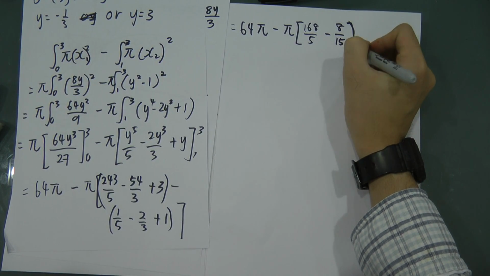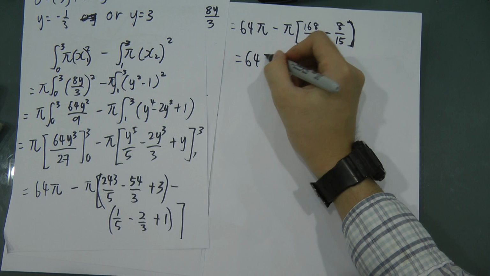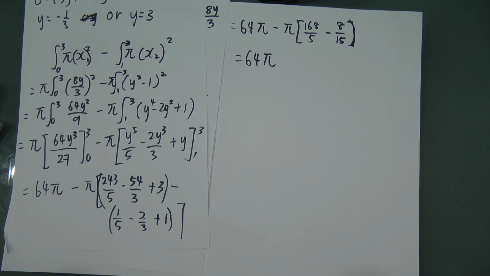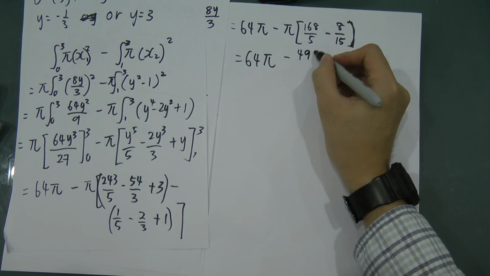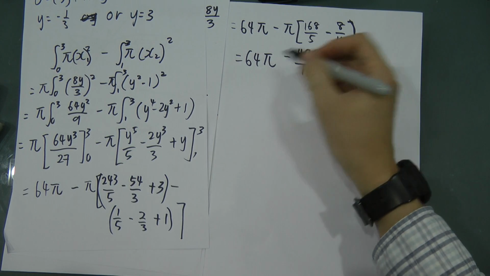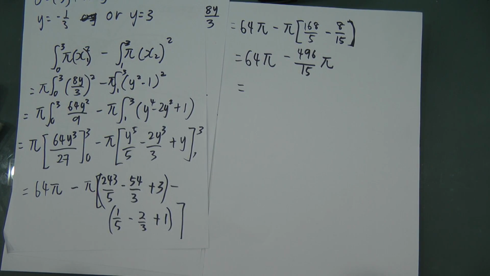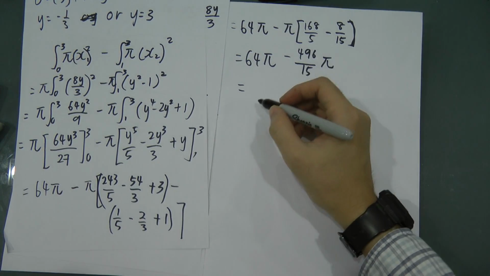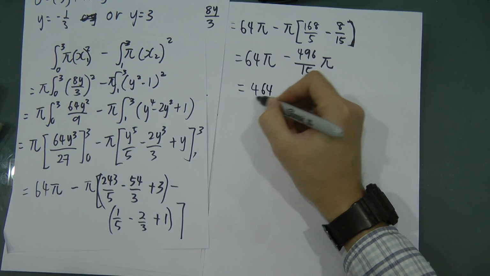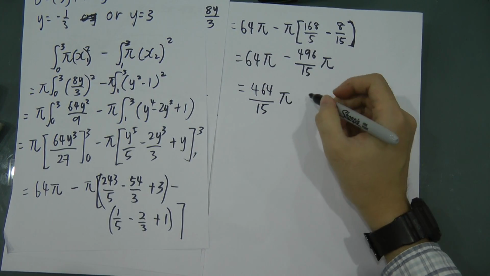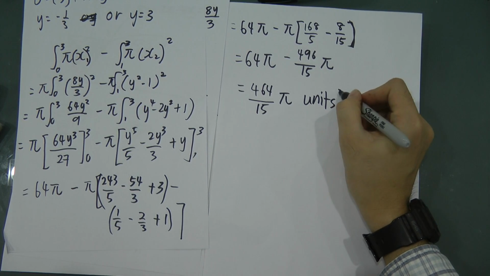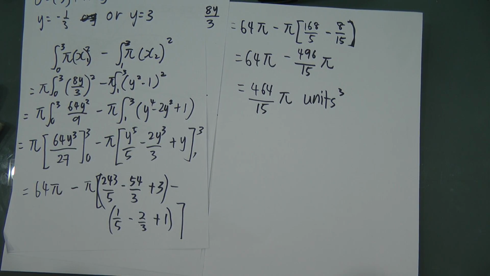Okay, then I just solve it, 64 pi. I just solve the inside value. So just 168 over 5 minus answer. So this one I will get minus 496 over 15 pi. So I just use 64 minus the answer. Okay, I will get 464 over 15 pi. If you want to write, you can write something like unit cube, because this is volume. Okay, yeah.